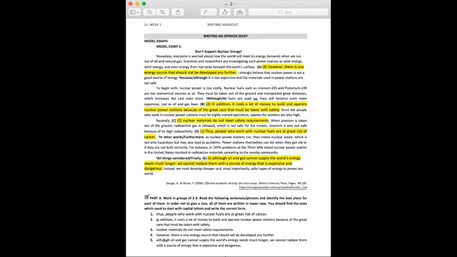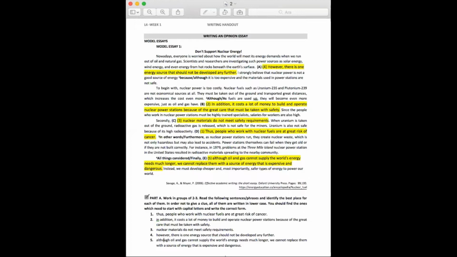Okay, let's check your answers. A. As you see, the best sentence that fits in this gap is sentence 4. When you read the sentences before the gap, you can feel the narrowing down from general to specific, from some different types of energy sources like solar and wind to a specific one.